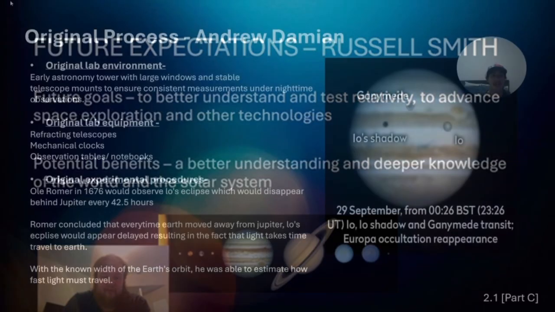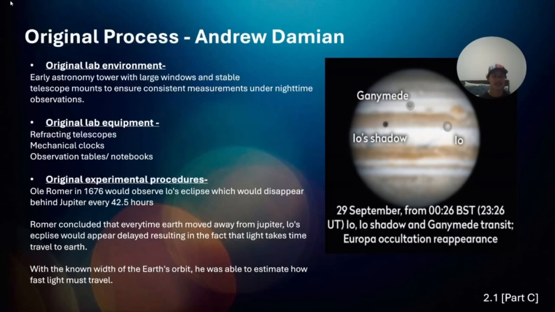The original lab environment involved early astronomy towers with large windows and stable telescope mounts to ensure consistent measurements under nighttime observations. Some of the original lab equipment was refracting telescopes, mechanical clocks, observation tables, and notebooks.